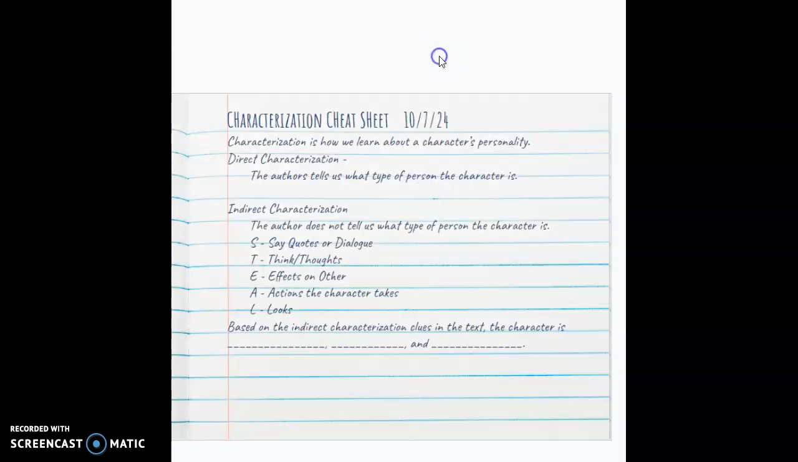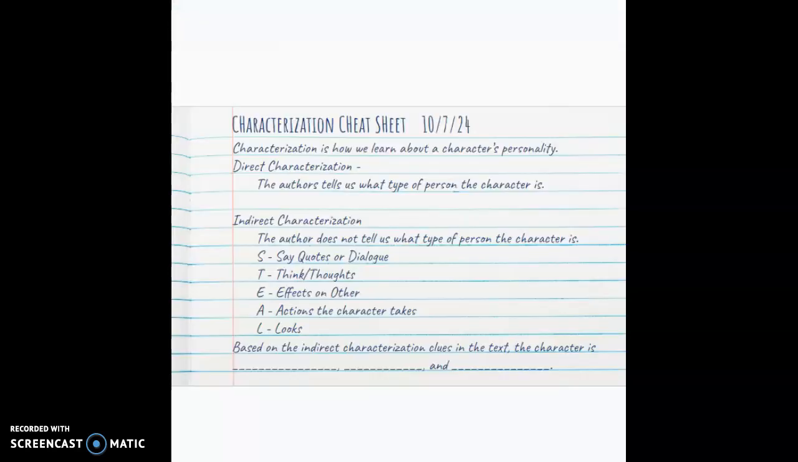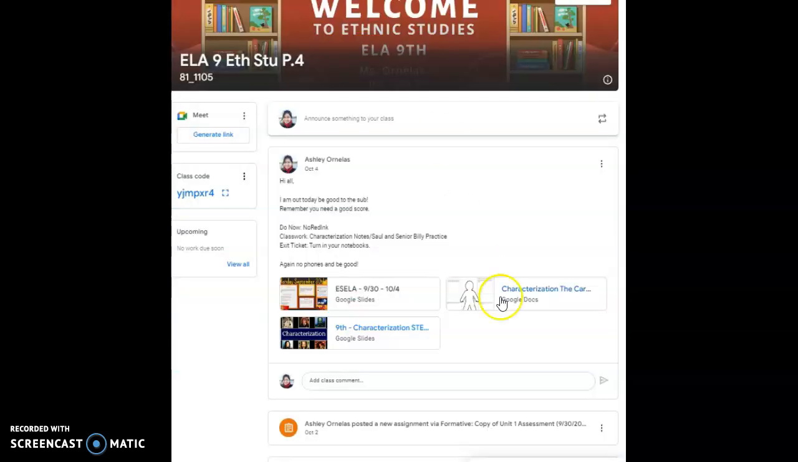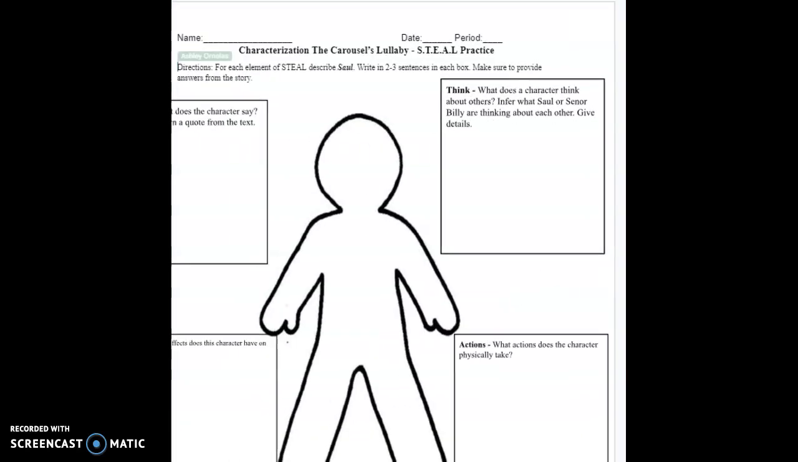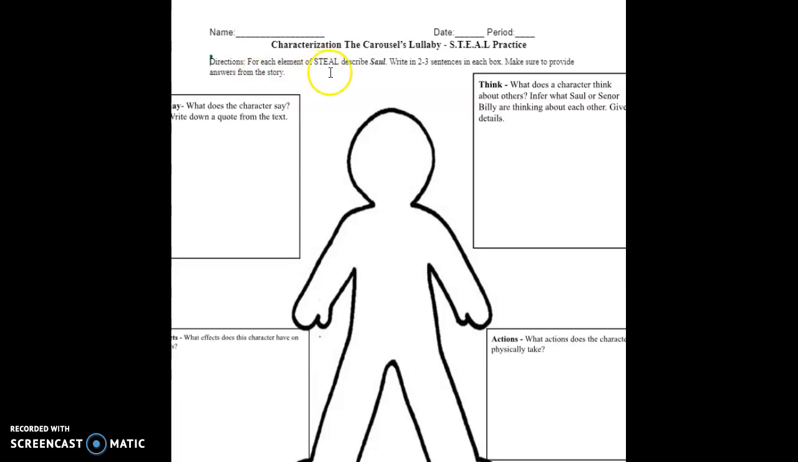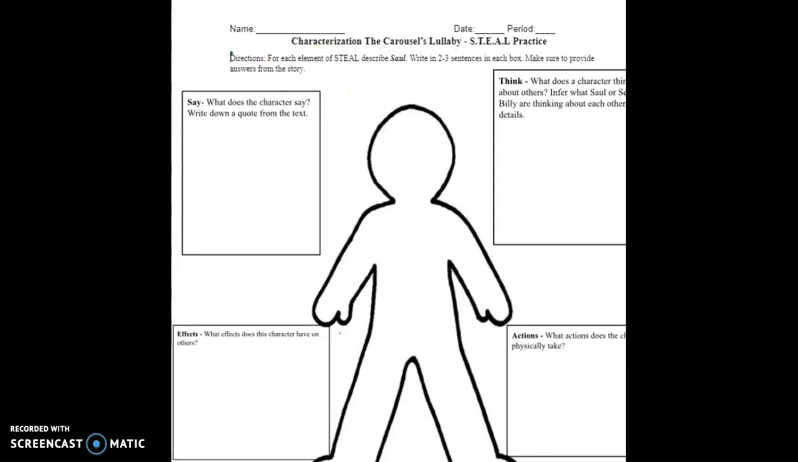All right. Now let's get into the work you're going to be doing today with the sub. So, the work you'll be doing today, you're going to open up this characterization worksheet right here. Okay? And you're going to give me elements of Saul from the story. If you need a book of Carousel's Lullaby, they're in the back by my library. So just very nicely ask the sub if you can go grab the book in the back, or I will upload a PDF version for you guys too.